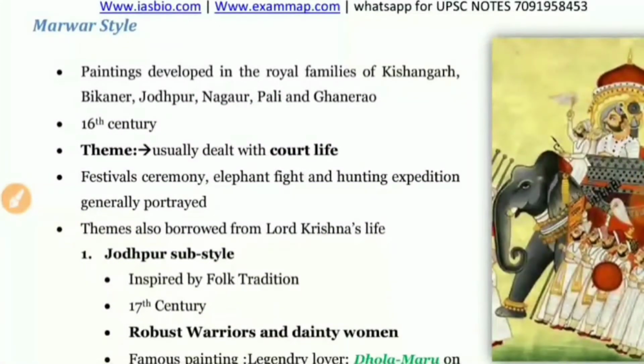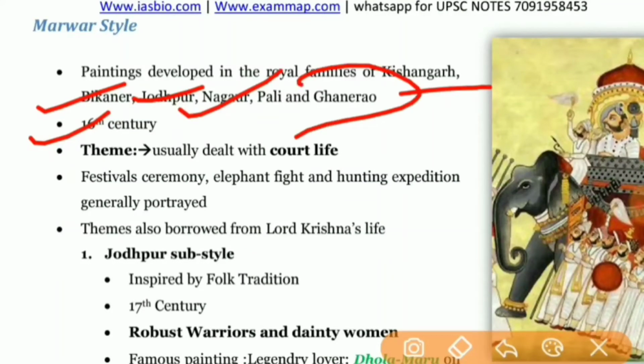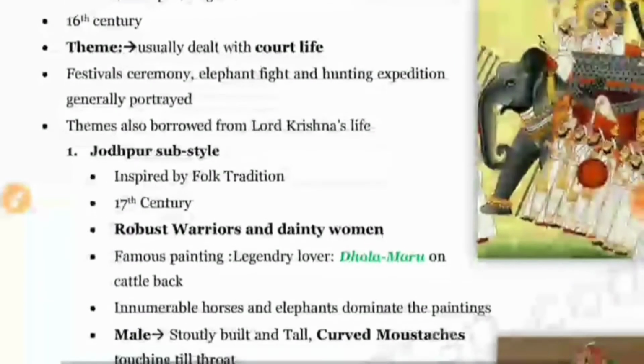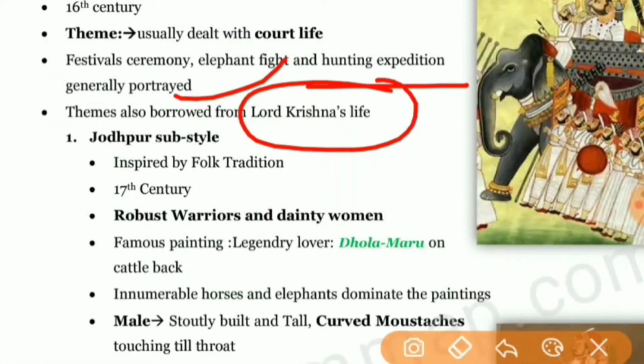Next is the Marwar style. It is from about the 16th century, and paintings developed in the royal families of Kishangarh, Bikaner, Jodhpur, Nagaur, Pali and Ghanerao. The theme of the Marwar style usually dealt with court life. Festival ceremonies, elephant fights and hunting expeditions were generally portrayed, and themes were also borrowed from the life of Lord Krishna.